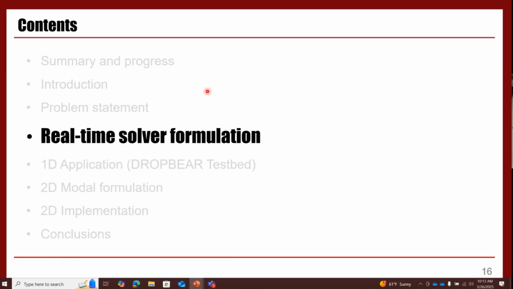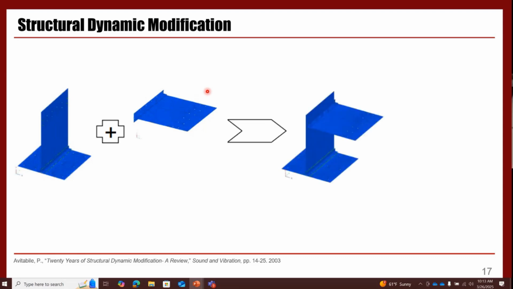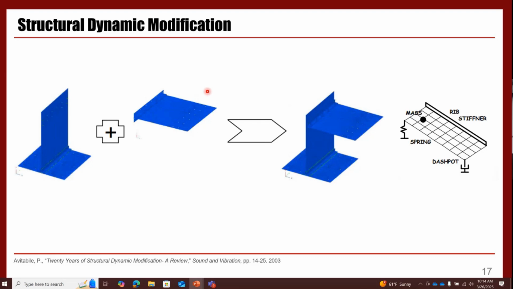So I'm going to talk about my work on real-time formulation now. Let me explain structural dynamic modification. Let's look at this structure that we have here, a simple one. And then if we add another simple structure to it to achieve this new structure that we're seeing here, the addition that is made to this system can be represented in terms of mass, stiffness, and damper. So we can represent modification to a structure in terms of the mass change, spring change, and damping. So that's the basic concept of structural dynamic modification.